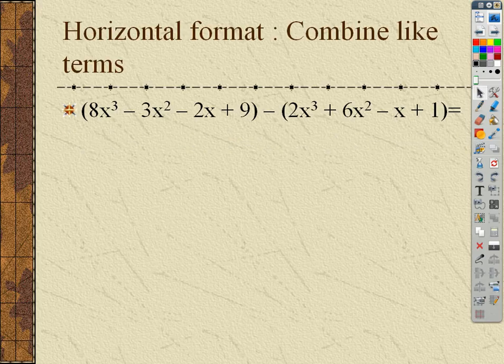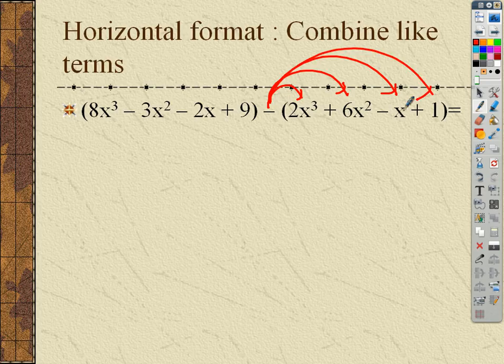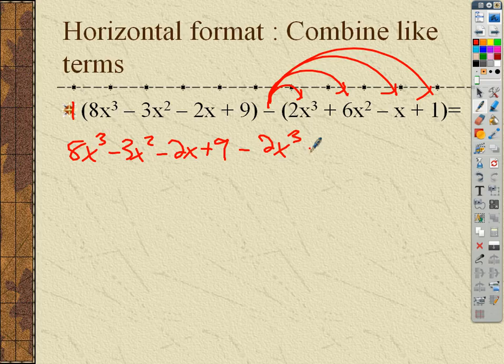If we distribute the negative sign through, what are we going to get? So here, do we even need these parentheses? No, because there's a 1 out in front, distributing the 1 doesn't change anything, so we can freely get rid of these parentheses. So we've got 8x cubed minus 3x squared minus 2x plus 9. And now when I distribute that negative sign, what does it effectively do? Good. It changes the signs of each term. So we're going to get a minus 2x cubed minus 6x squared plus x minus 1.